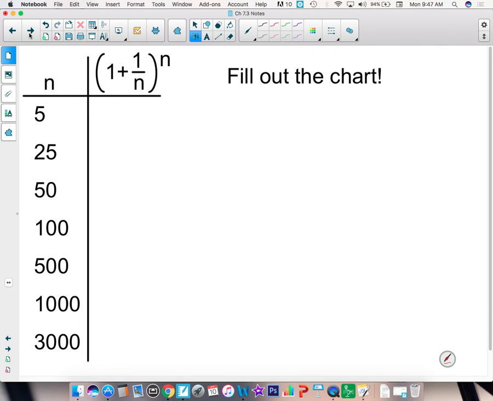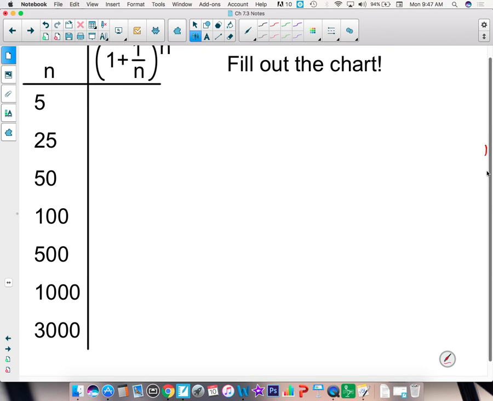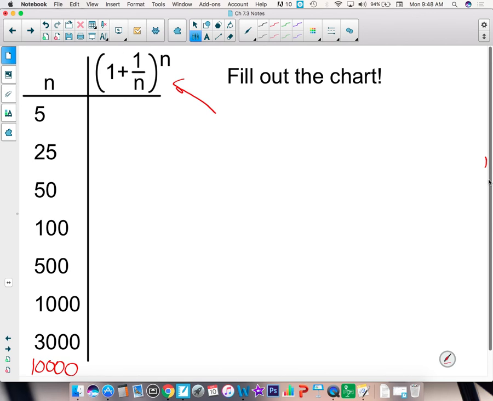So now we're going to estimate what e actually is. I want you guys to copy down this chart. I'll pause the video for you so you can start copying this all the way down. We go down to 3,000, and I'm going to add another one down there. We're just going to put 10,000 in there. Copy that chart, and then you're going to plug in numbers to that expression up there. My first one would look like this.